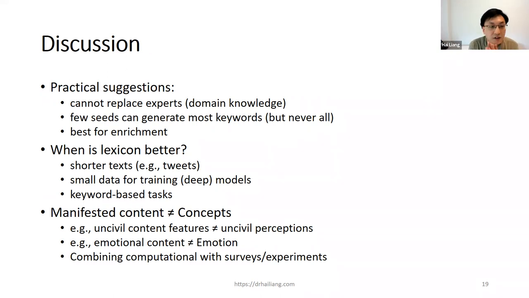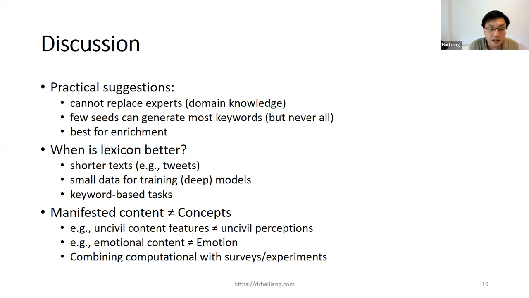Some practical suggestions. As we introduced the word embedding enrichment for dictionary construction, for sure you cannot replace experts. We need the domain knowledge for manual filtering and also to construct some seed words, even though, as I just mentioned, the seed word selection is not that important. The second is that a few seeds can generate the most keywords. The last one is that it is best for enrichment, but not for dictionary construction from scratch. I don't think that is a good way. It's best for enrichment: you already have some, but you cannot guarantee the comprehensiveness, so this might be a way for you to enrich the keywords or the dictionary.